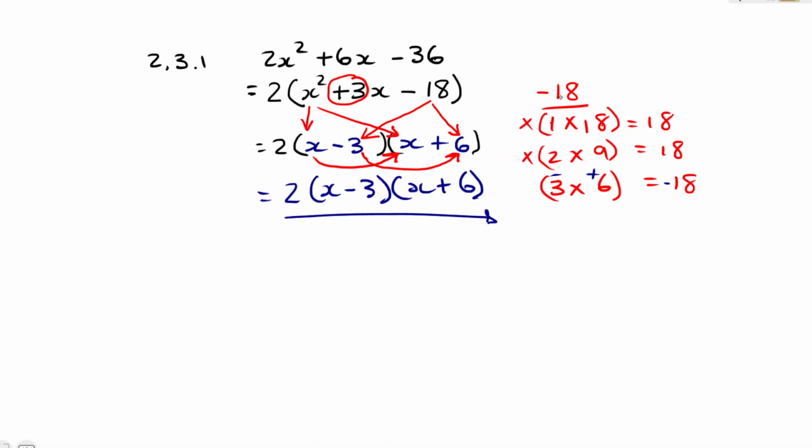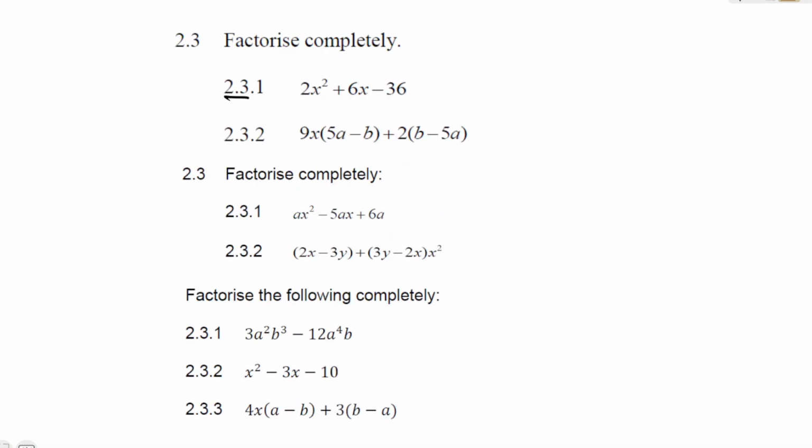Now let's go and do the second problem. The second problem, you are given 9x multiplied by 5a minus b plus 2 times b minus 5a. So again, you must pause the video, go and factorize number 2.3.2, and then you will compare your answer with my answer when we do the corrections.